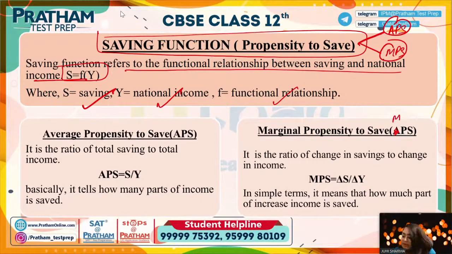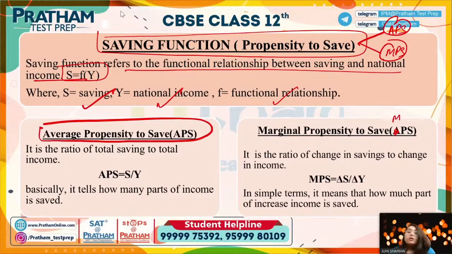Average propensity to save क्या है, वही जो मैंने आपको बताया था, total savings upon total income, right? The ratio of total savings upon total income, that means जितना भी income है उसका कितना part आप save कर रहे हो, right? Because we don't do everything in consumption, we do tend to save something for future needs, right? So always average propensity to save, that is total savings upon total income, that is APS is equal to S by Y.